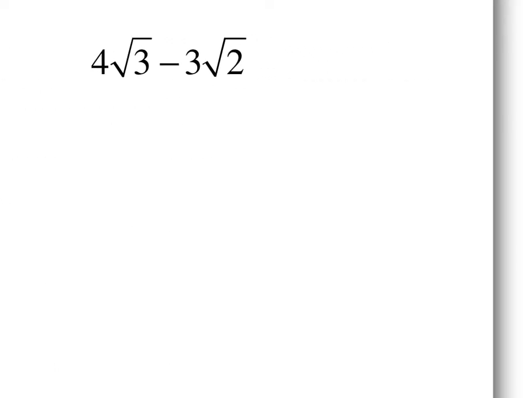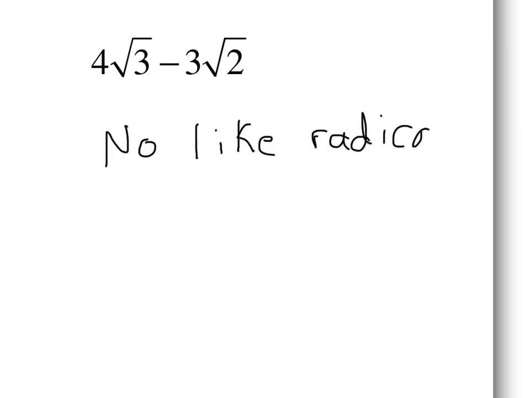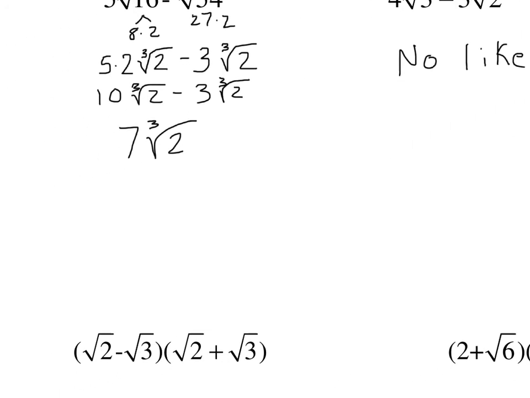What about this one? 4 square root of 3 minus 3 square root of 2. Before, we've had like terms. There are no like terms or like radicals here. So, it is through. You cannot simplify this. That's all you can do. Just notice that there are no like radicals.